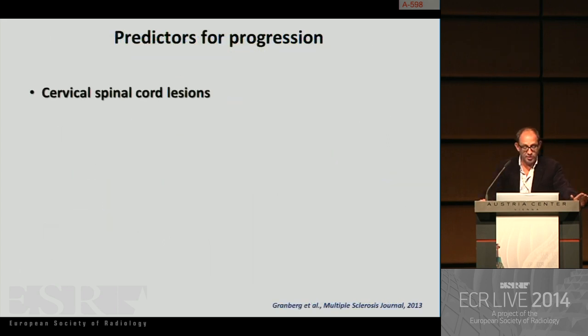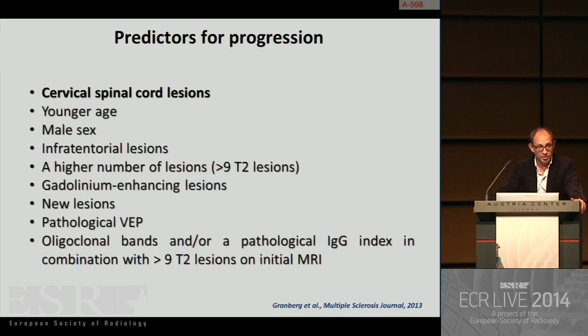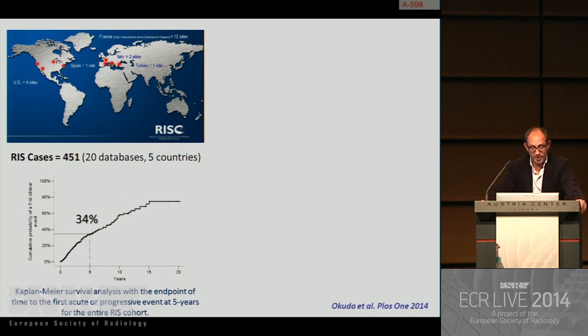So just to sum up the predictors for progression, I think one of the most important is the detection of spinal cord lesions, particularly at the cervical segment. Also, it has been shown that the younger the subject, the higher the risk for progression. Also, males have a higher risk of progression, as do the presence of infratentorial lesions, the number of lesions, and the presence of gadolinium-enhancing lesions at baseline. It's also very important if you detect new enhancing lesions or new T2 lesions in the follow-up. Lab and neurophysiological findings may also help us to suggest the diagnosis and to identify the higher risk of progression to MS or a clinically isolated syndrome.